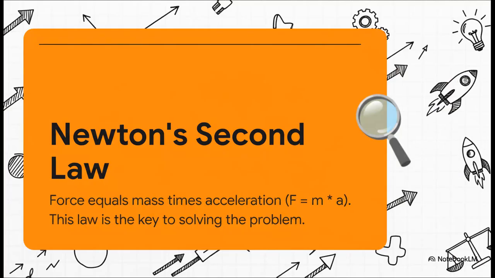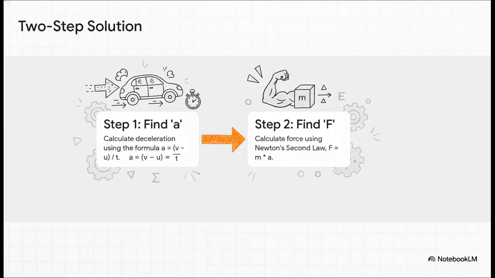Before we can even touch the numbers, we need the right tool for the job. And for a problem like this, our go-to tool is Newton's second law of motion. You know it. Force equals mass times acceleration, or F equals m times a. This little formula, it's the key to the entire thing. So, how do we use it? Well, it's a simple two-step process.